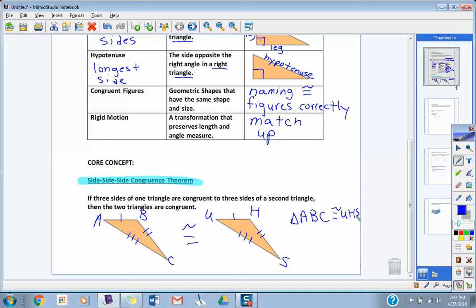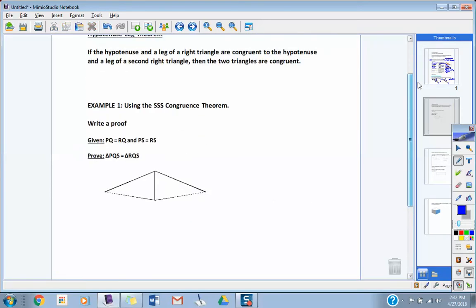Okay, so 2 triangles will be congruent if 3 sides of one triangle are congruent to 3 sides of a second triangle. And that theorem's called what again, guys? Side, side, side. And we'll look at some examples with proof in that here in a bit. Okay? Questions first side, kiddos? No? All right. Then let's look at this next one here.